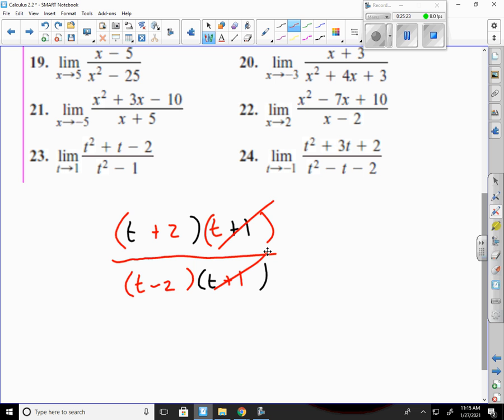Those plus 1's cancel. Looking at the limit as t approaches negative 1. Negative 1 plus 2 is 1. Negative 1 minus 2 is negative 3. Negative 1/3 is our answer.